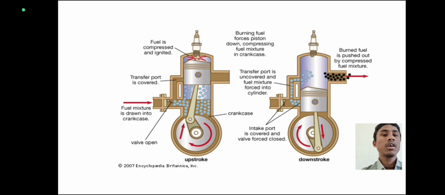This is the diagram of a two-stroke engine. This two-stroke engine contains only two strokes, upstroke and downstroke. In the upstroke the fuel is taken in, and in the downstroke the burnt gas is released. These are the various parts of a two-stroke engine.